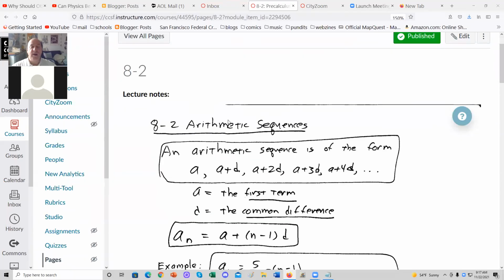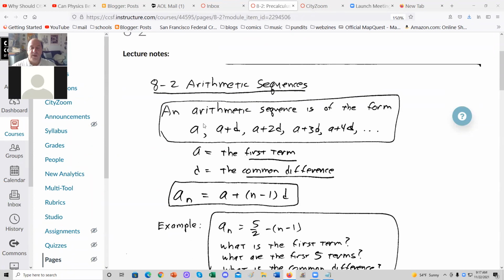This is about arithmetic sequences. They start with an initial term and they add a common difference d each term: a, a plus d, a plus 2d, a plus 3d, a plus 4d, and so on. For example, 1, 2, 3, 4, 5, etc. starts at 1. The first term is 1 with a common difference d of 1.